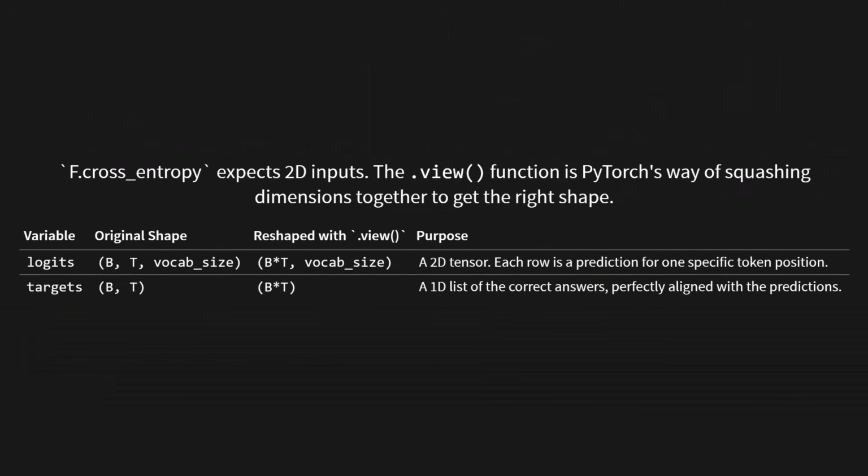So what's with the .view? F.cross_entropy expects 2D inputs. The .view function is simply PyTorch's way of squashing dimensions together to get the right shape. Let's make this crystal clear.